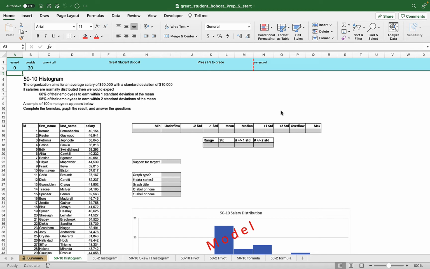Well, hello everyone, and welcome to Prep 5. So in this prep, we're going to be looking at histograms. And histograms show a distribution of data.